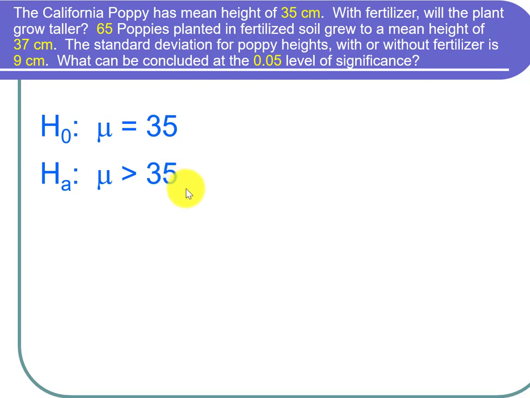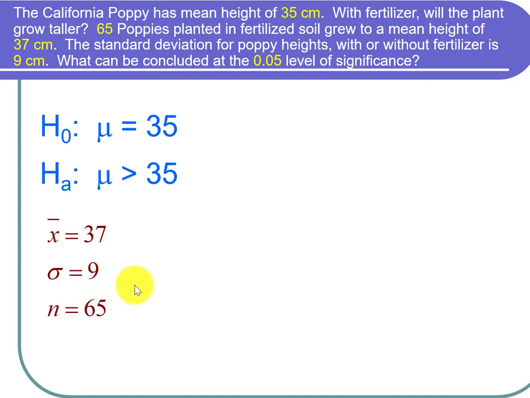So let's write down what's given. In particular, 65 poppies, that's n equals 65. They grew to a mean height of 37. That's the sample mean of the 65 poppies. That's x bar is equal to 37. And then the standard deviation for poppy heights with or without fertilizer. We're talking about all poppy heights, not just the ones we looked at, but all possible poppy heights. Now that's the population standard deviation. And the population standard deviation is 9.